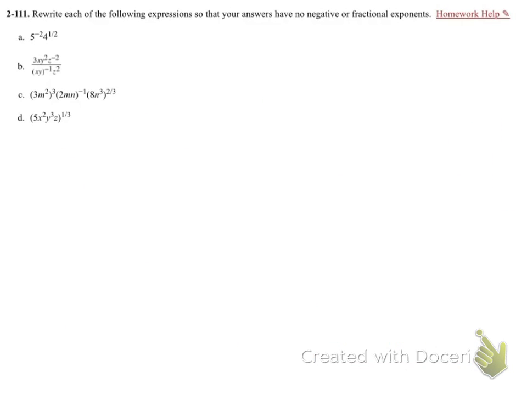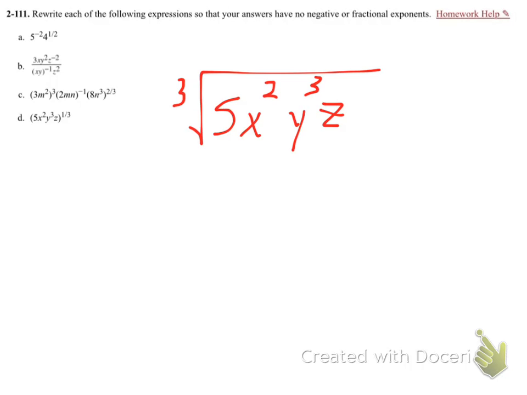The last one on problem D. We have a 1/3 exponent, so I am taking the third root of 5x squared y to the third z. And then the numerator is a 1, so this all would be to the first power. Again, we don't need to write that.